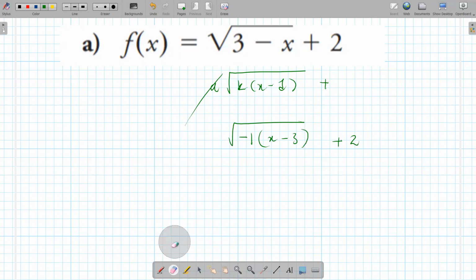Now compare this with this. A is 1, we don't care about that. What's k? 3. Or k is not 3, no, -1. Yeah, what's d? 3. What's c? 2.